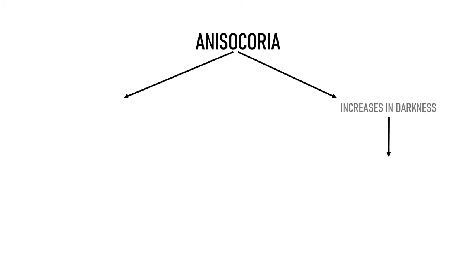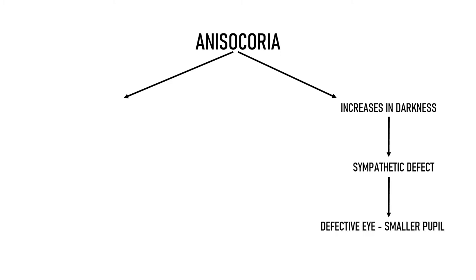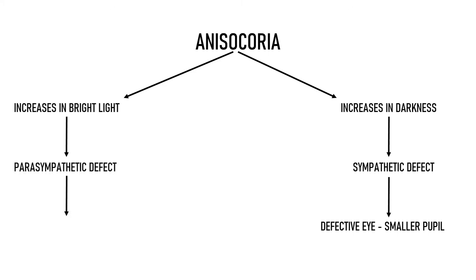So broadly speaking, if the anisocoria increases in darkness, it is a sympathetic defect, that is Horner's syndrome, and the eye with the smaller pupil is the defective eye. And if the anisocoria increases in brightness, it is a parasympathetic defect, and the eye with the larger pupil is the defective eye. One more characteristic feature of Horner's pupil is dilation lag.